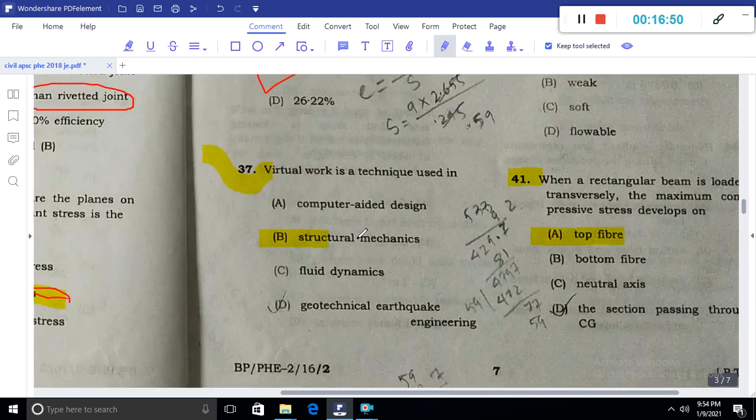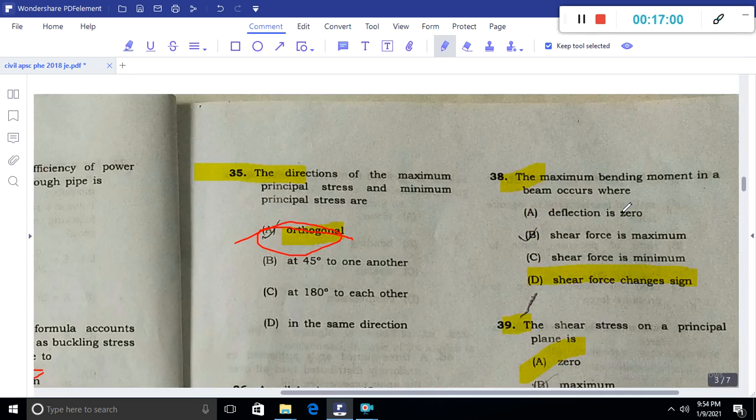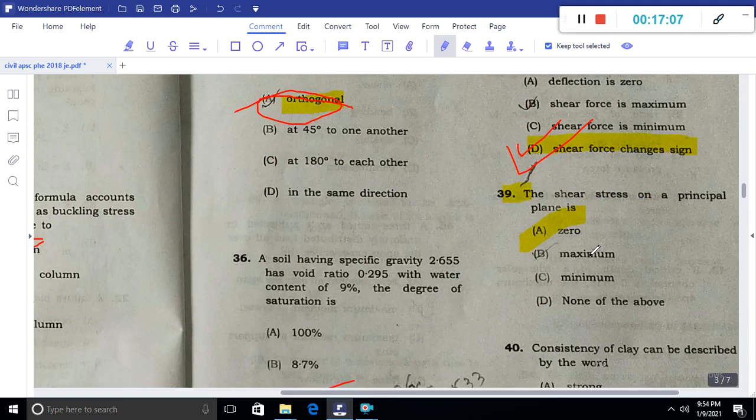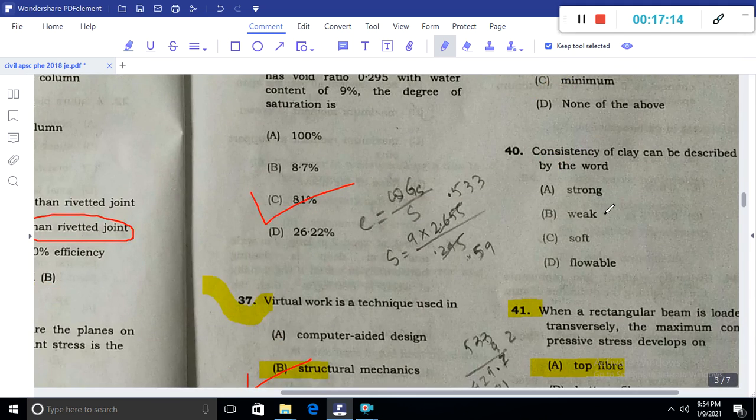Virtual work is a technique which is used for structural mechanics. The maximum bending moment in a beam occurs where shear force is zero. The shear stress on a principal plane is always 0. Consistency of a clay can be defined by the word strong, weak, soft.